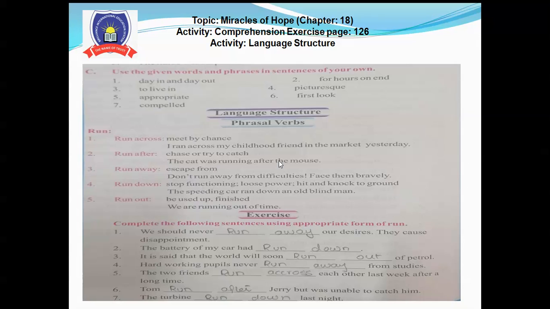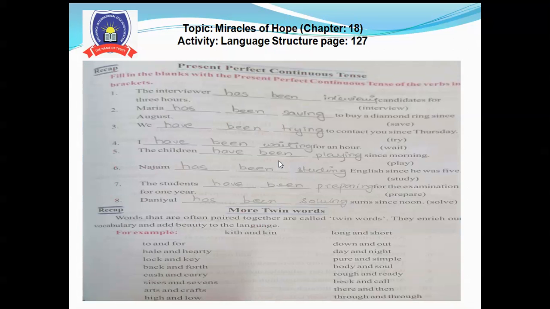Number 6, Tom ran after Jerry but was unable to catch him, run after. Number 7, the turbine ran down last night, run down. Okay students, moving to the next page, page number 127. Here is a recap of the present perfect continuous tense. We have to fill in the blanks. The exercise says fill in the blanks with the present perfect continuous tense of the verb in the bracket.